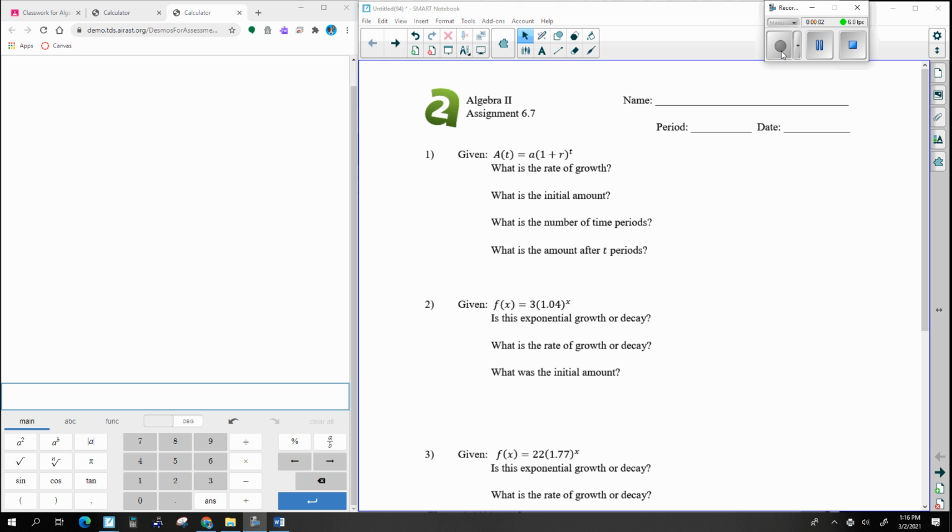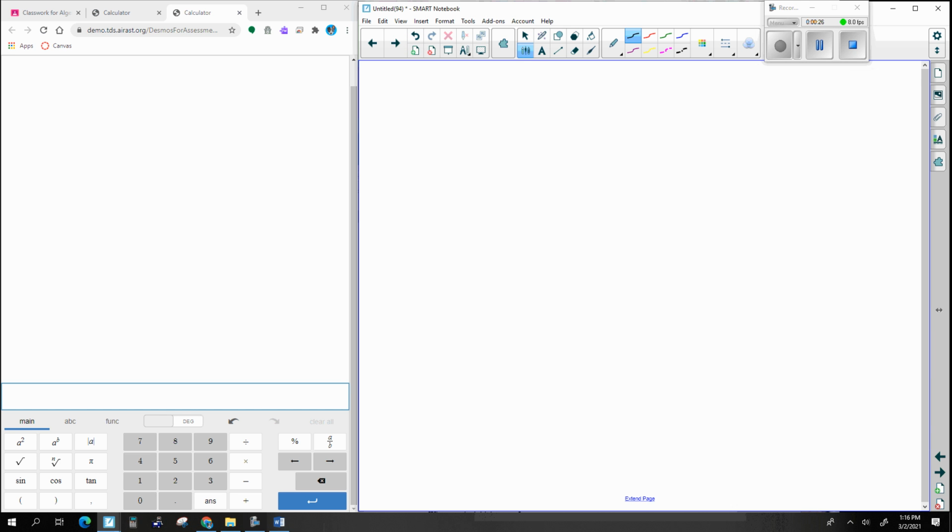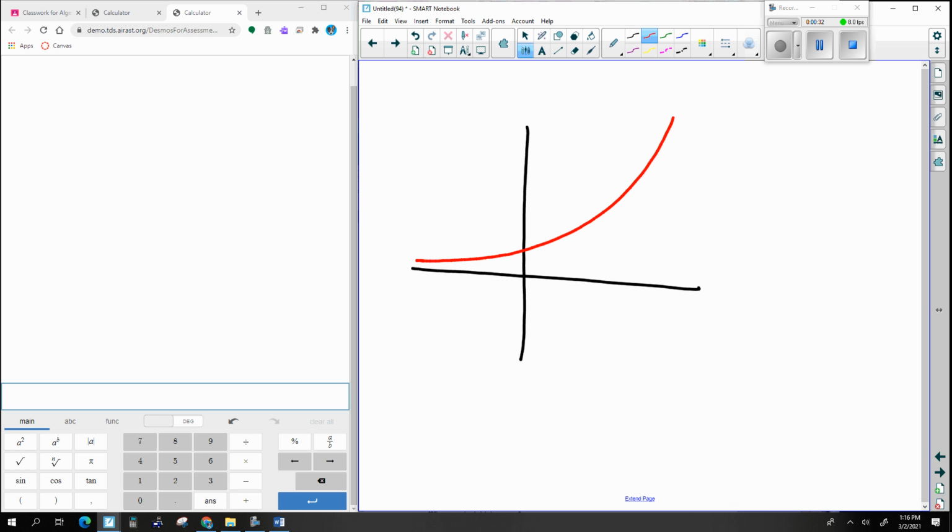All right, this is assignment 7. This is dealing with a particular equation that helps define exponential growth and exponential decay. So let's go ahead and talk about that just a little bit. What I'm going to do is explain what exponential growth and decay is at first. Exponential growth looks kind of like a skateboard ramp.